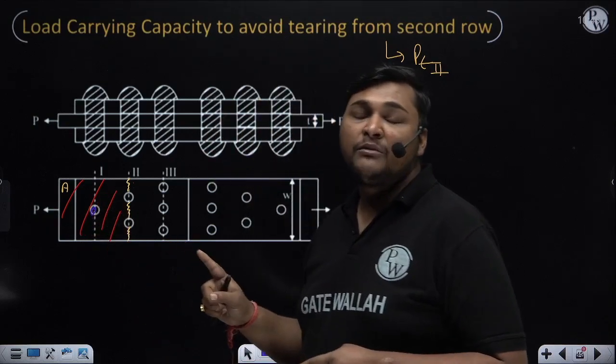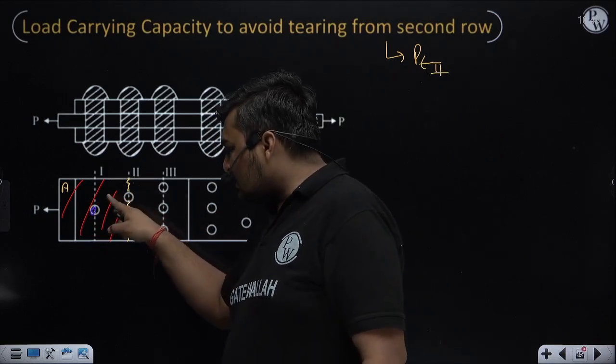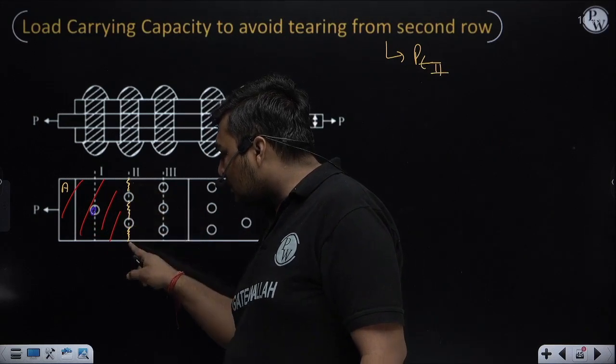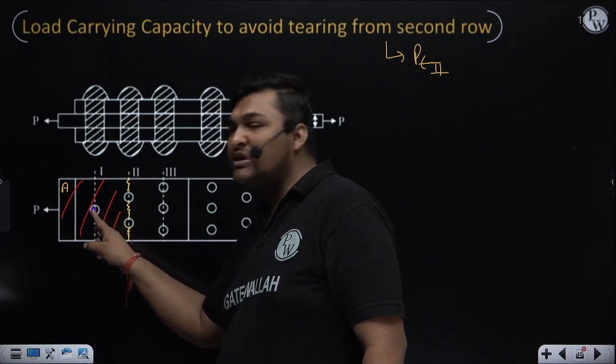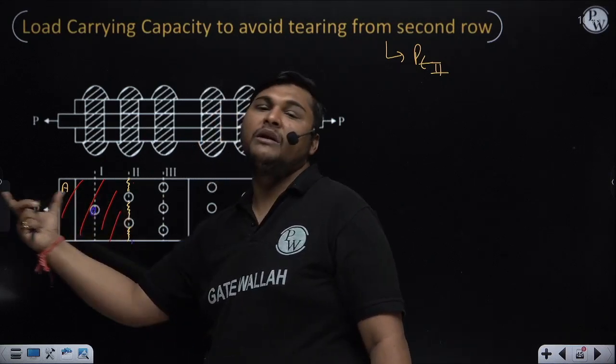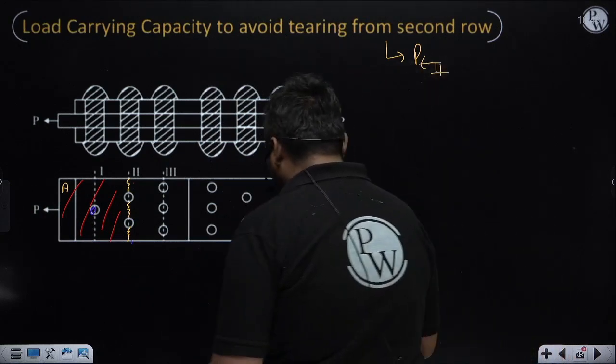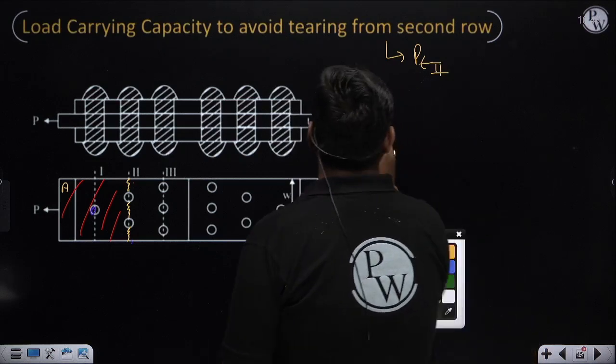I am not calculating shearing or crushing of the entire rivet, because right now, if tearing occurs from this plane and shearing or crushing of this rivet occurs, this portion of plate A will get separated. So if we want to avoid tearing from the second row, how do we calculate the load carrying capacity?